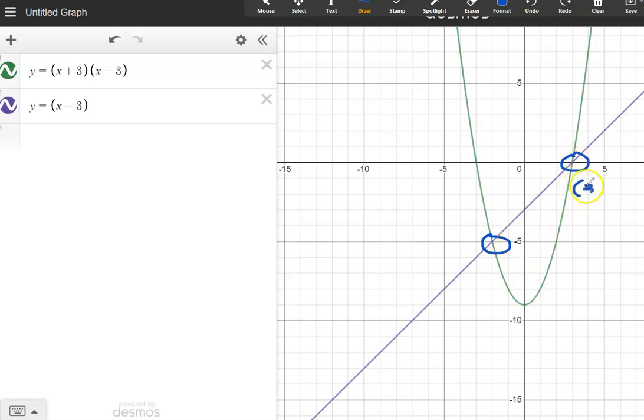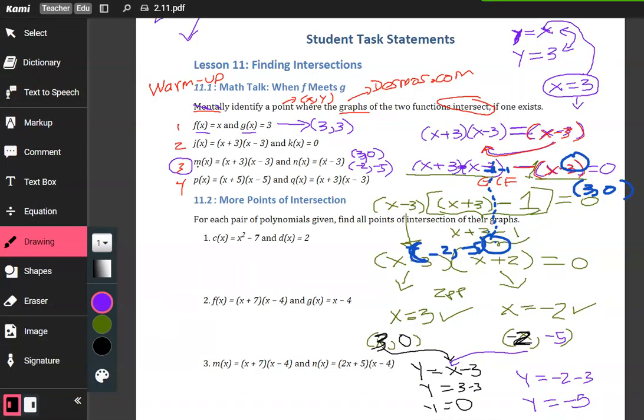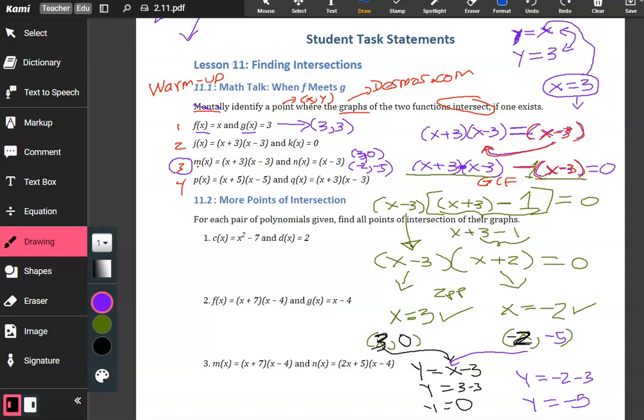This point is going to be (3, 0), and this point is going to be (-2, -5). So that's what we found algebraically doing all this writing over here. If you need to take a screenshot of this, go ahead and do so, because I'm going to erase this part so I can give you an example of 11.2.